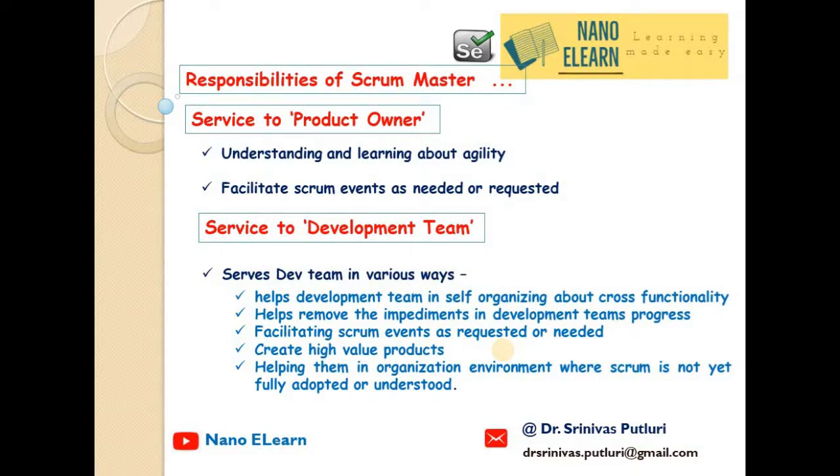Let us try to understand his service to the development team. The Scrum Master serves the development team in various ways, which include he helps the development team in self-organizing and cross-functionality. He helps to remove the impediments in the development team's progress. He helps in facilitating the Scrum events as requested or needed. He helps to create high-value products, thus helping them in the organization environment where the Scrum is not yet fully adopted or understood.